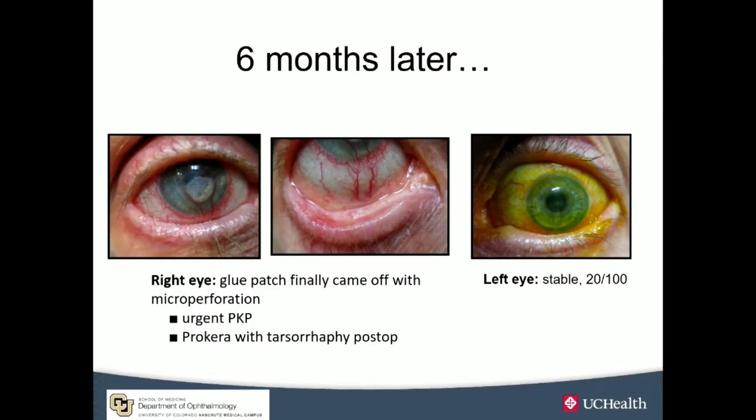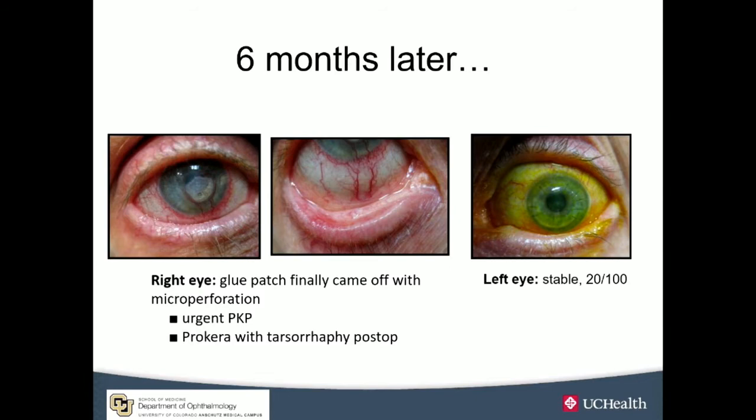6 months after that, the left eye was doing well. The vision was poor. Actually, she has a posterior staphyloma in the left eye that limited the vision. In the right eye, the glue patch came off and she was leaking. She had a micro perforation. So we ended up doing an urgent transplant on her right eye, full thickness, with the tarsorrhaphy and Procara.